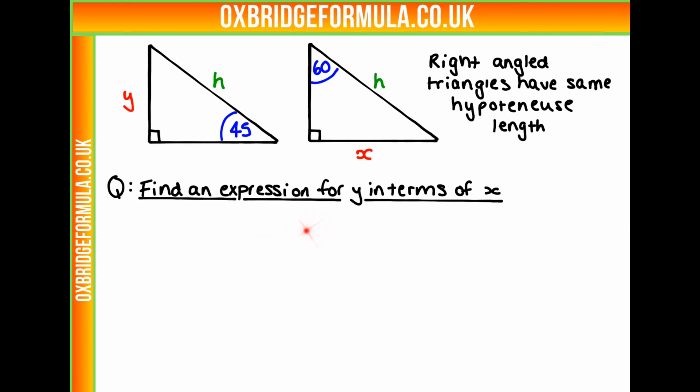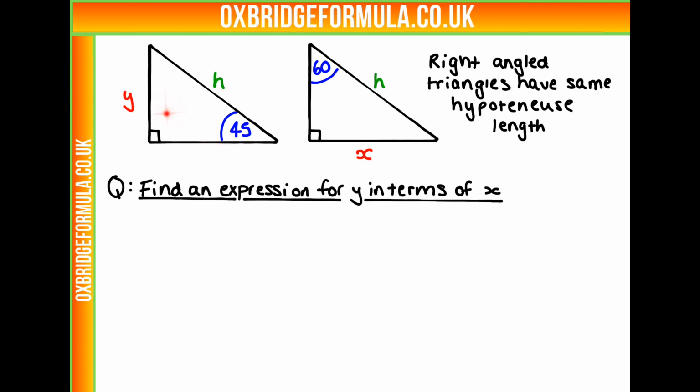So how are we going to go about doing this? Well, we know they both have the same length hypotenuse, so if we get, say, y in terms of h and x in terms of h, we can use that to substitute in the equations to find y for x. So let's find, for this first triangle, an expression for y in terms of h.